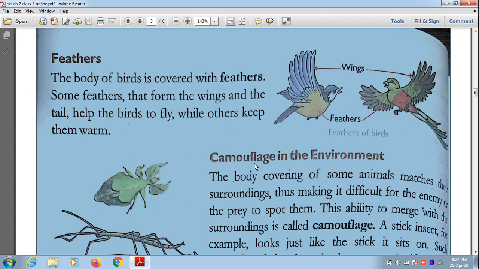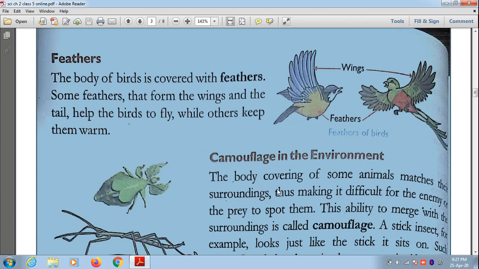Now, camouflage in the environment. Camouflage is the term which means matching itself according to the background, right? आपने सुना है कि गिरगिट अपना रंग बदलती है, वो रंग बदलना नहीं होता, वो camouflage करना होता है. Camouflaging means merging oneself with the surroundings.